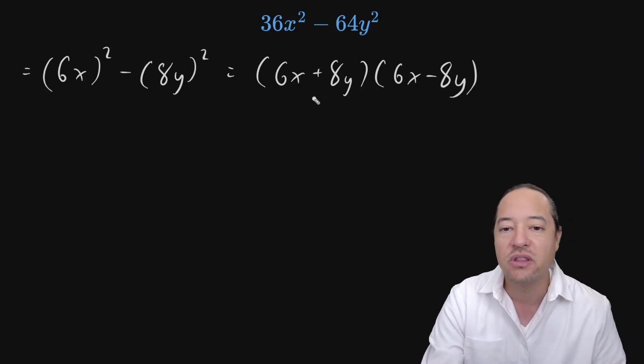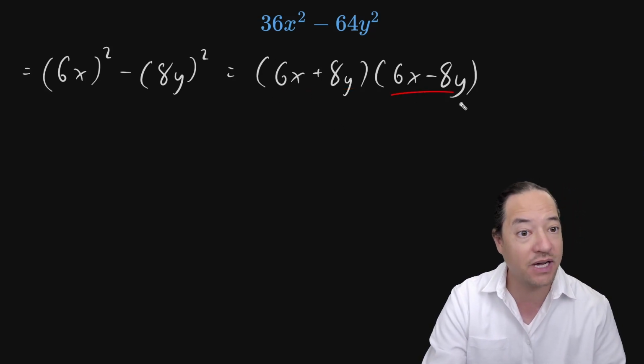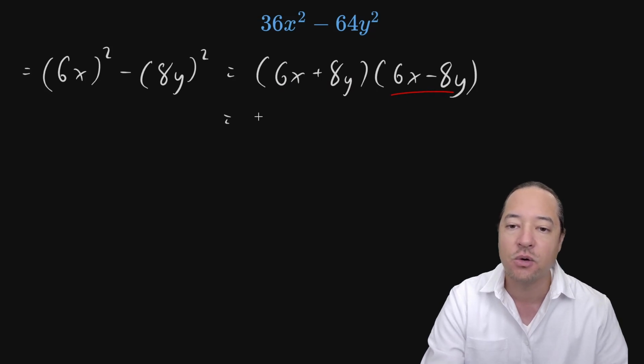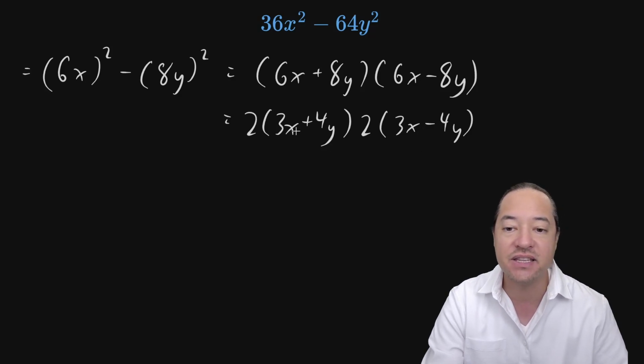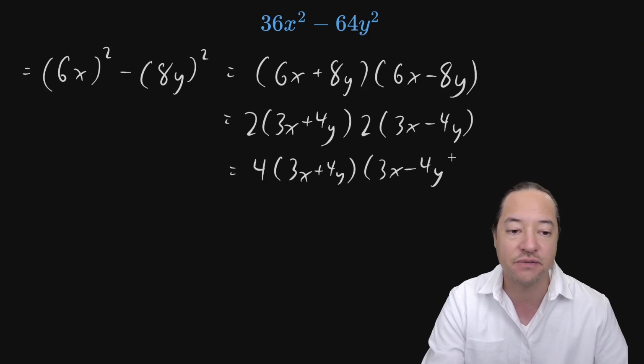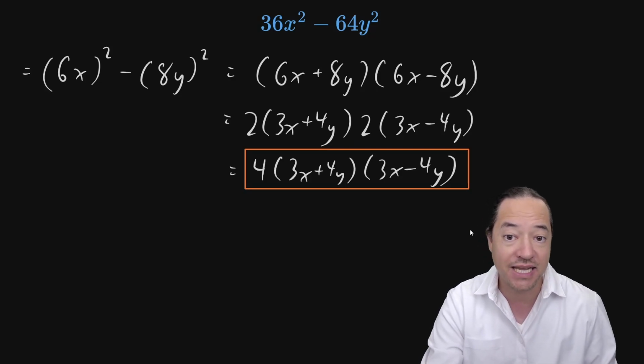However, these are not fully factored, are they? I can factor a 2 out of this, and I can factor a 2 out of this. If I do that, I'm going to get 2 times 3x plus 4y, and I factor a 2 out of here, so I'll multiply this now by 2 times 3x minus 4y. These two 2's I can combine together, and I see this should equal 4 times 3x plus 4y times 3x minus 4y. And so this is actually my final factored form, just like that.